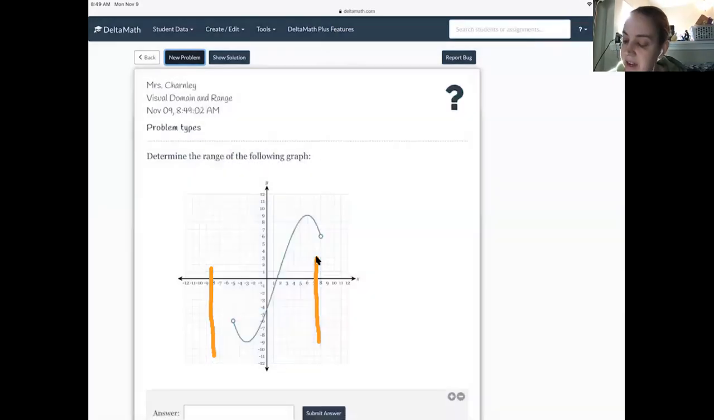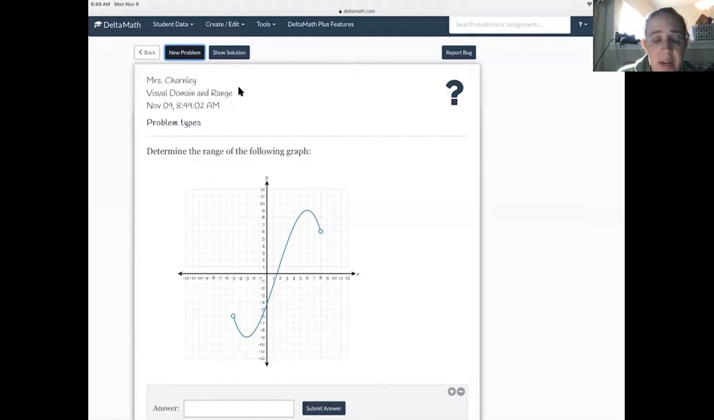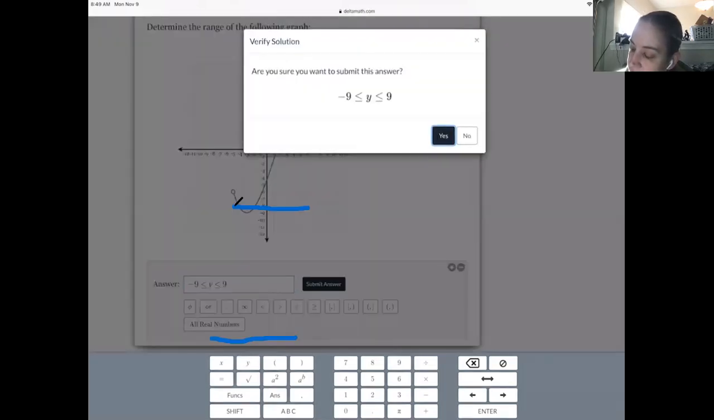Now, if you get a little stuck, oh, here's one that I wanted to show you. Determine the range of the following function. See how this one has open circles at the end? This is what I'm a little bit nervous about for this assignment. It starts down here at -9 actually, and it goes up here to 9. So this one's going to be -9 is less than or equal to y, which is less than or equal to +9.